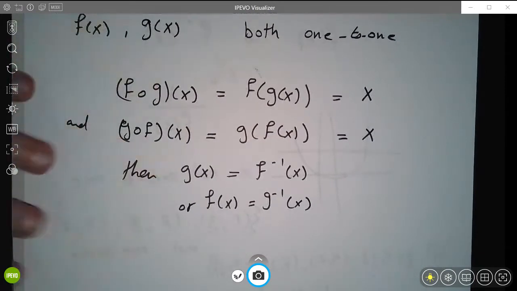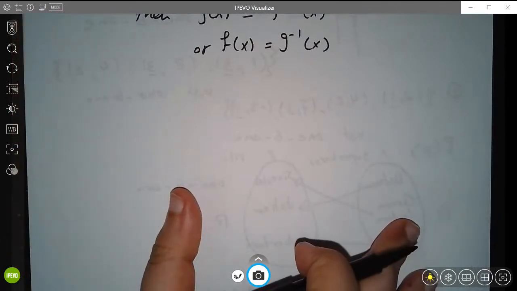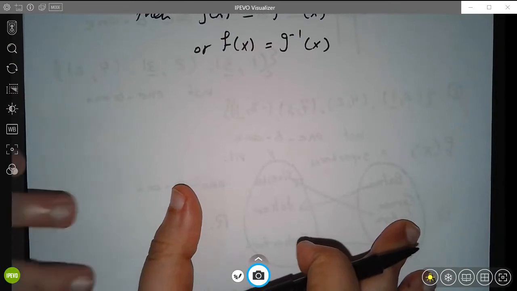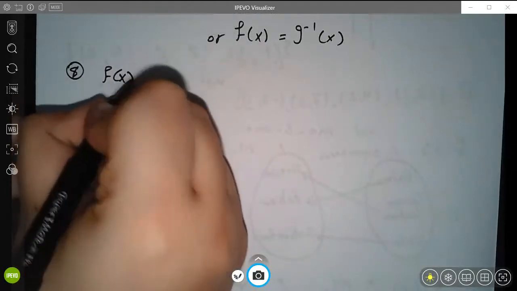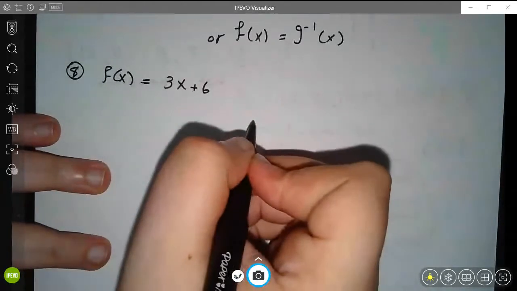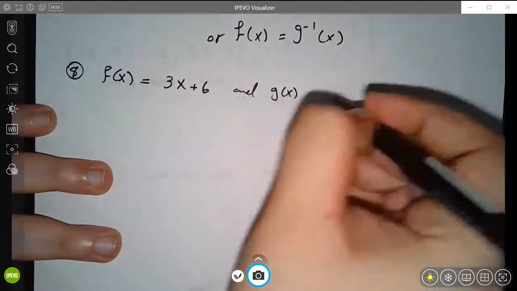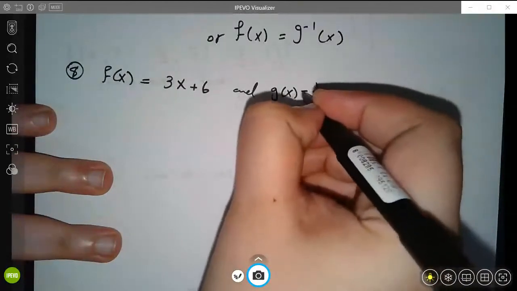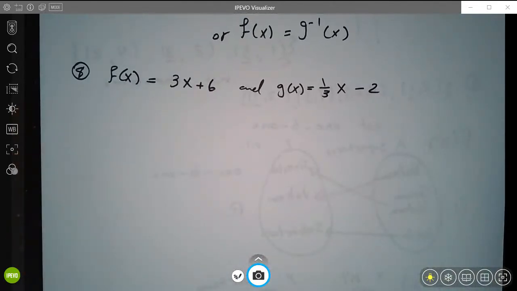Let me show you an example that would clarify this. This is number 8 in the notes. Let's say, number 8, you have f of x, which equals 3x plus 6, right? And g of x, which is 1/3 times x minus 2. These are my two functions. Now, the question is asking you to determine if these two are inverses of each other.